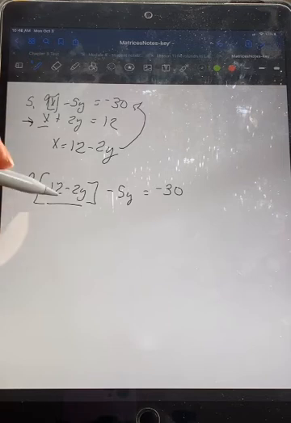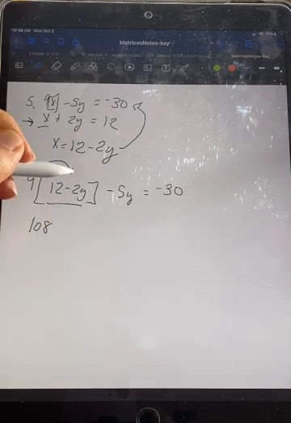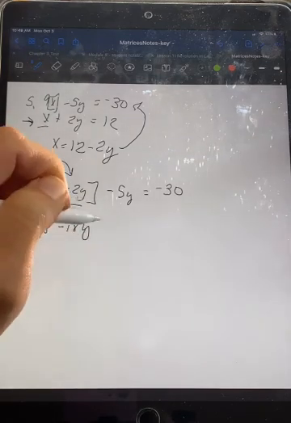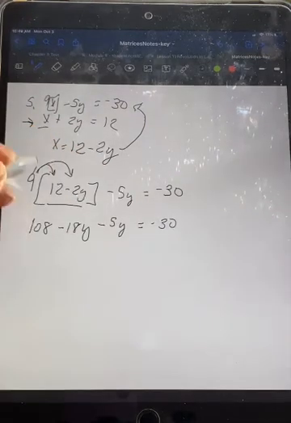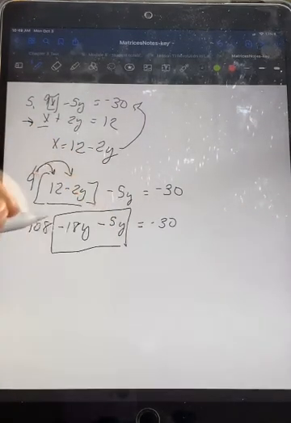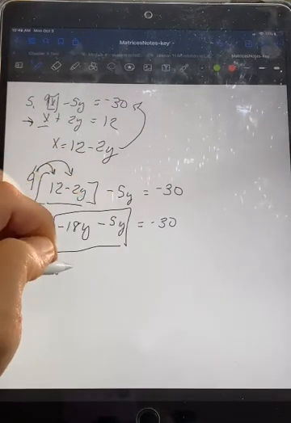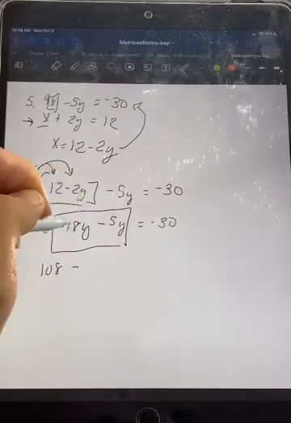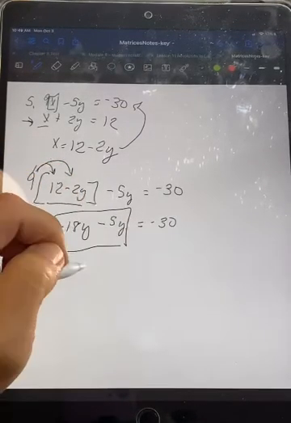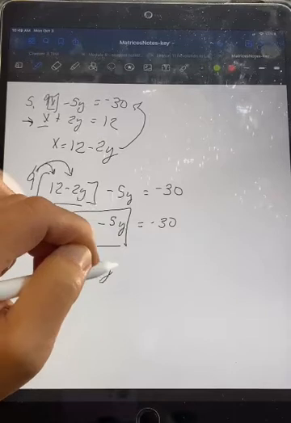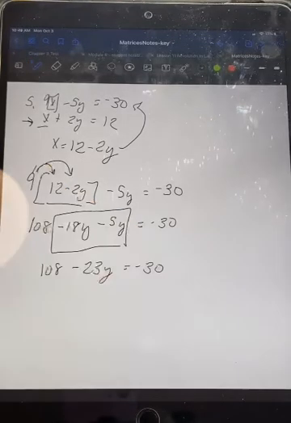We just work across. And so we've got 9 times 12, so I have 108. We're distributing, so remember the 9 has to go to everybody. 9 times negative 2, so I have negative 18y minus 5y equals negative 30. I'm going to combine like terms, so I have negative 18 and negative 5, and they're both negative, so I'm going to add them together and keep the negative sign. So 18 and 5 is 23. So I've got 108 minus 23y equals negative 30 here.